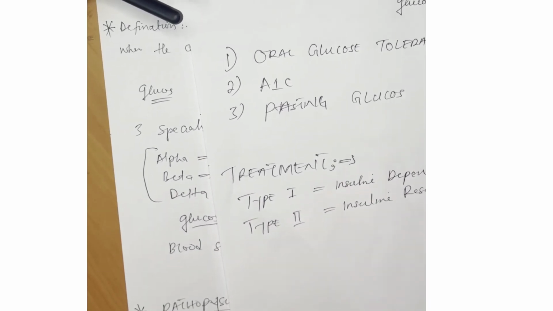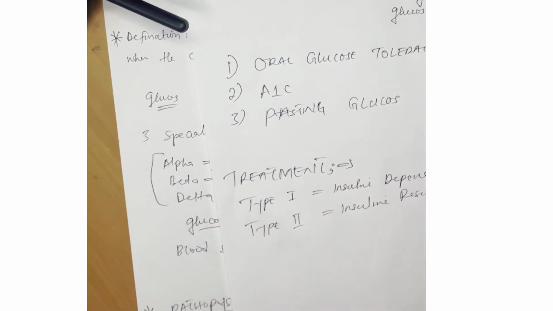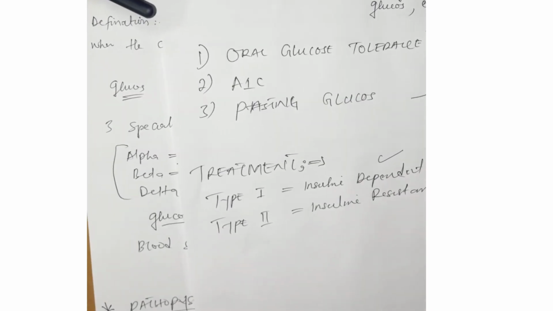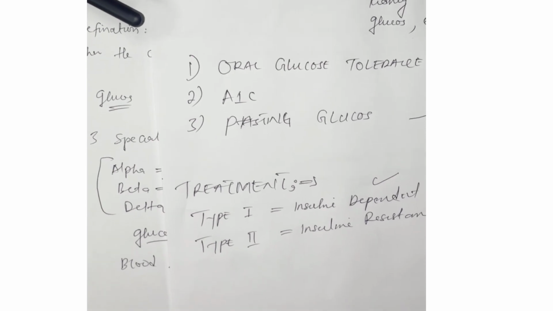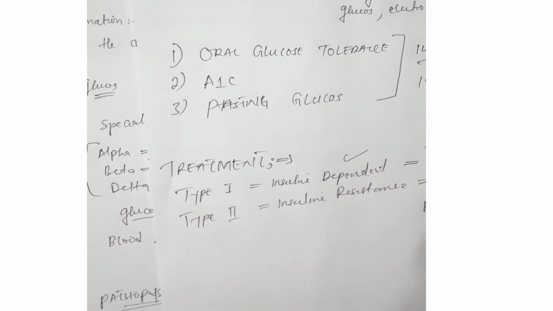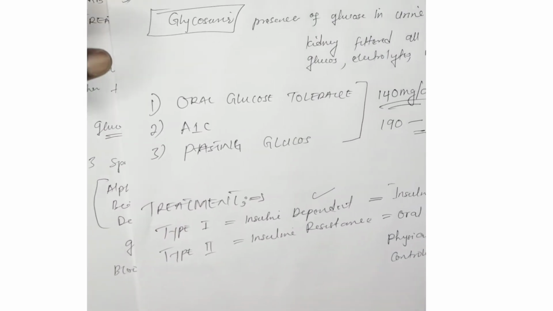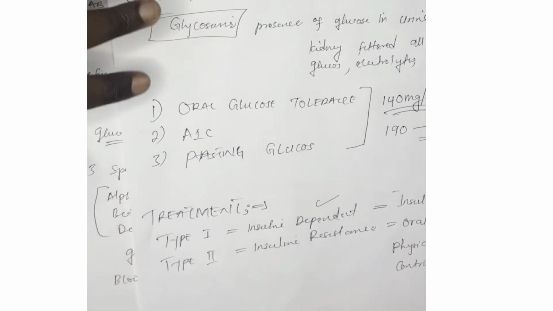And then for the treatment, we give insulin in type 1 diabetes. We give oral tablets in type 2 diabetes. And then physical activities also help, and controlling your diet helps, and other things that you may use in order to make you healthier.